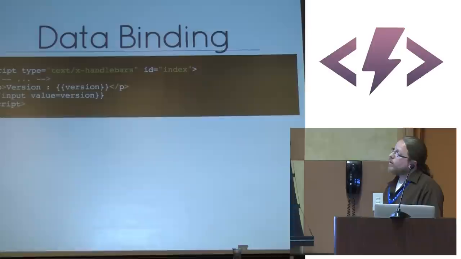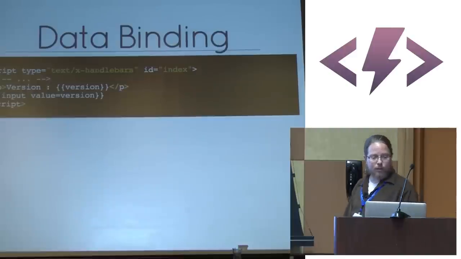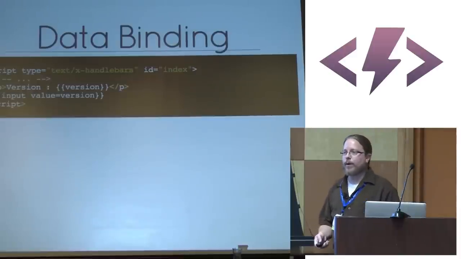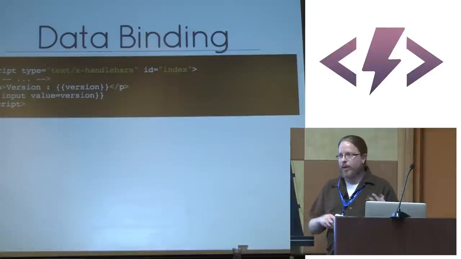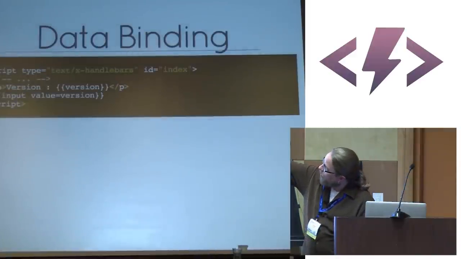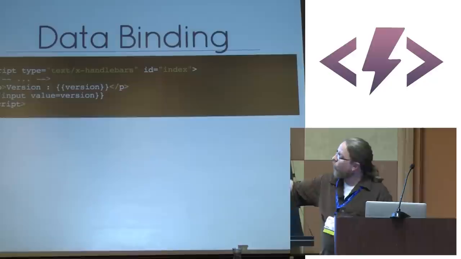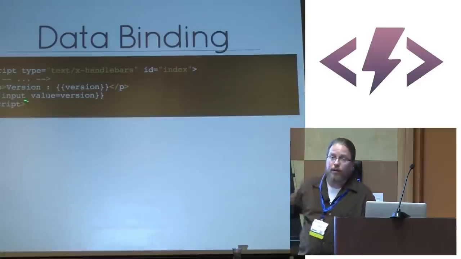So another thing that Ember does for you is data binding. Like I mentioned earlier, this is concerned with if you change data in one part of your application, how does that flow to other parts of your application? And do you have to register listeners for key up or key down or focus lost or whatever? With Ember, this is very easy. So here in this template, we're using version twice. One, we have it inside of this p tag so that we can just display the version. And then on the next line down, we're using the value of version in an input.